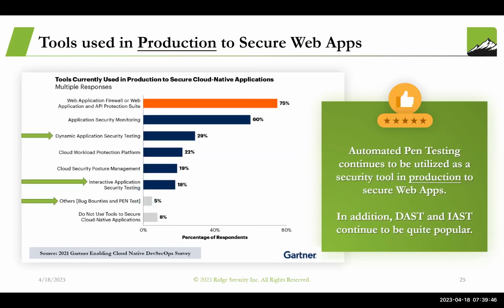Now, changing the focus to the production cycle. Again, this was a similar survey that was done by Gartner to rank various security tools for the production cycle. Again, the survey shows that 3 types of tools were popular: DAST, IAST, and automated pen testing. And just as in the previous slide, Ridgebot is a good fit because we covered these 3 areas.